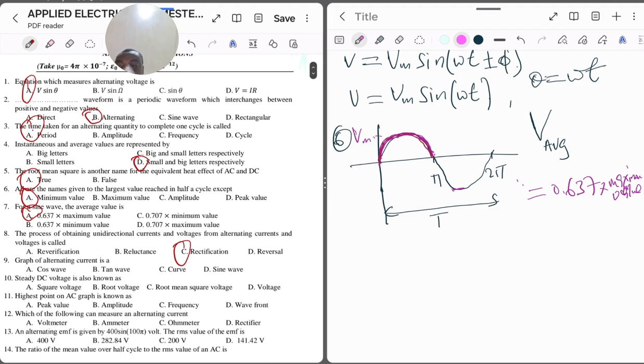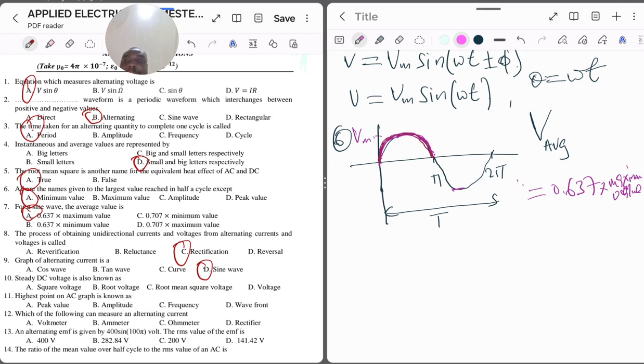Now moving to question 9. Graph of alternating current is A cos wave, B tan wave, C curve, and then D sine wave. So if you have a graph of alternating current, that's AC, how does it look? So it's a sine wave, right? All this alternating current that you've seen is always a sine wave. We experience a sine wave.